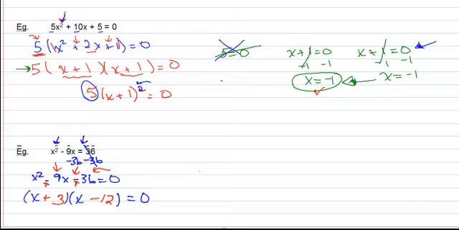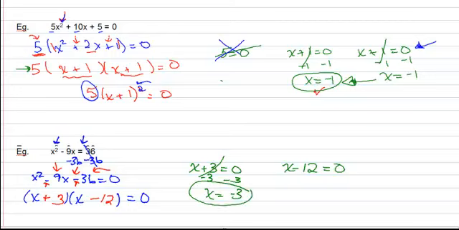Now we're going to take each term, set each term equal to 0, and solve. One solution. And a second solution. So we have 2 solutions, and our exponent was 2, so that would be what we would have expected.